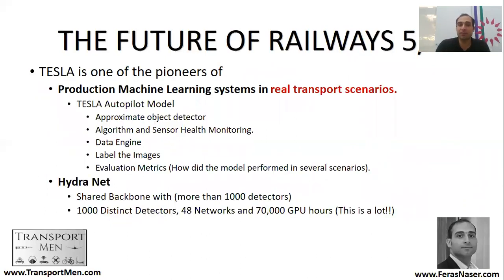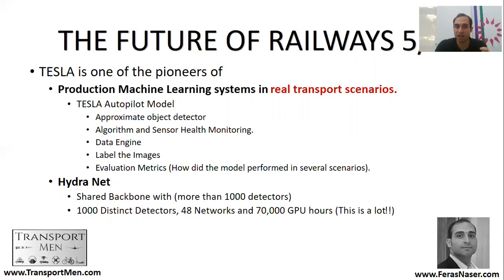For Tesla, they have built a production machine learning system in real transport scenarios. The car does navigation by depending on cameras. So, the Tesla autopilot model. But in order to do this, they go through several steps. In the beginning, there is an approximate object detector, and this detects the objects. But whatever the model is detecting, there is an algorithm and sensor health monitoring that detects the health of the sensor and the health of the algorithm. Is it detecting the right objects?